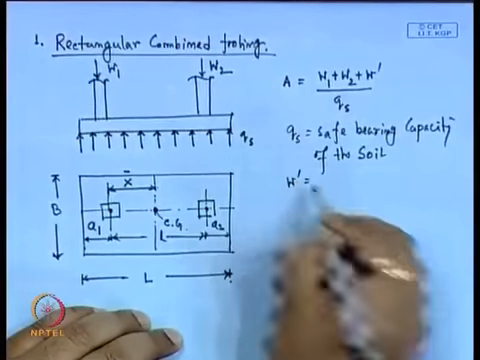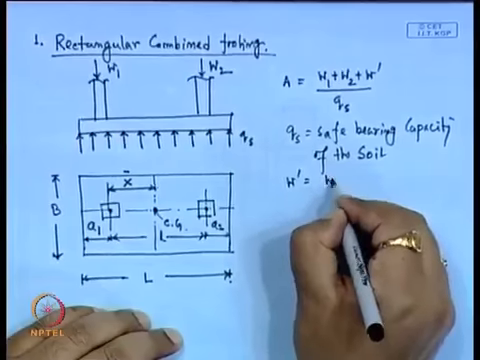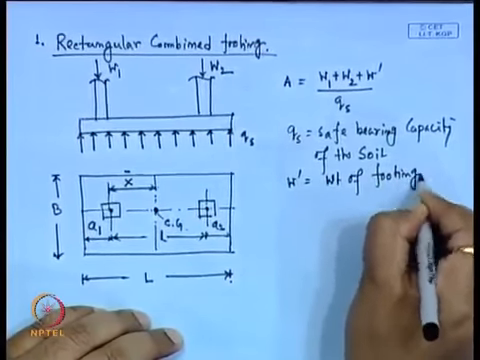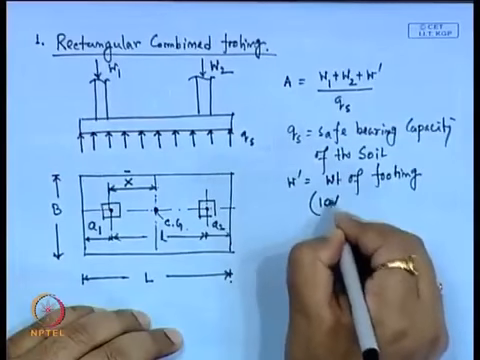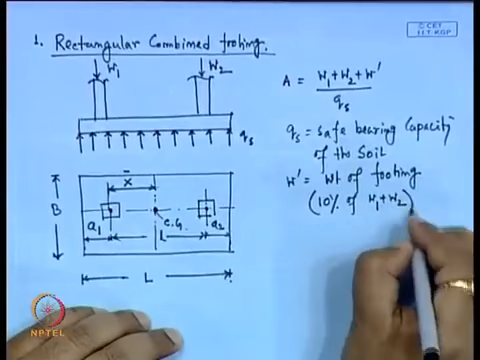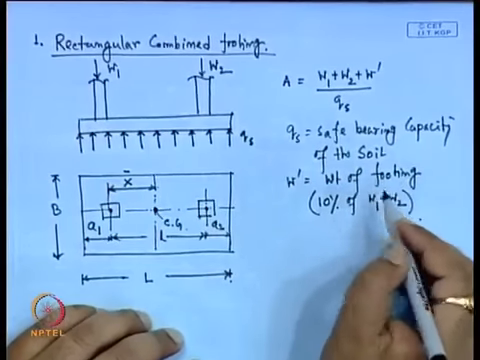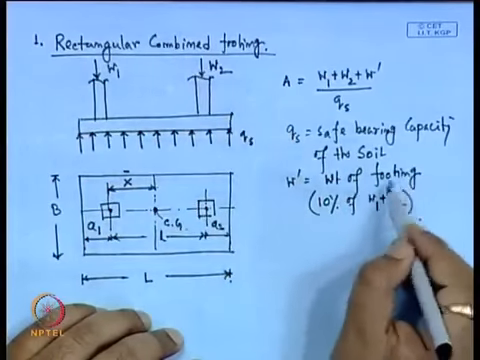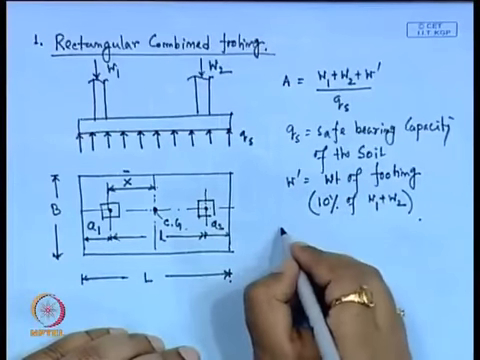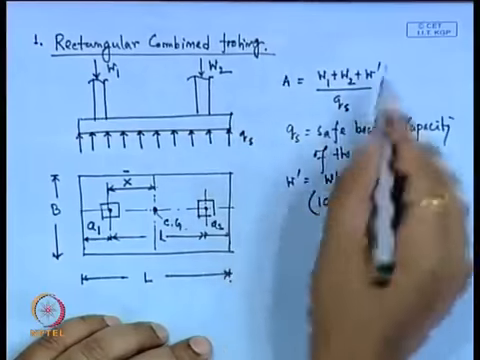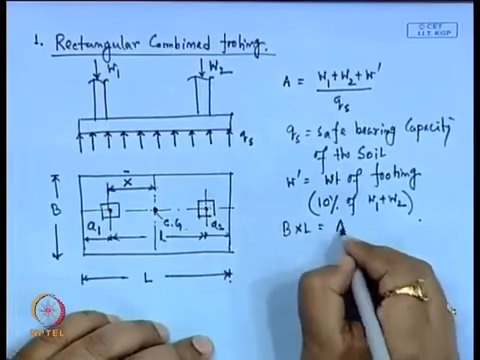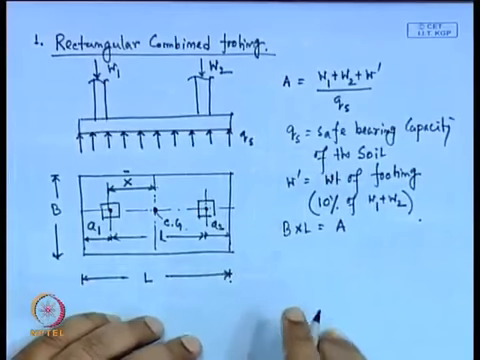Here Qs is the safe bearing capacity of the soil, and W' is the weight of footing, which is generally taken as 10% of W1 plus W2. That means the total load acting on this foundation, and the footing weight will be 10% of that total load. So the required area is this, and B into L will be equal to A. This is the area, B into L.